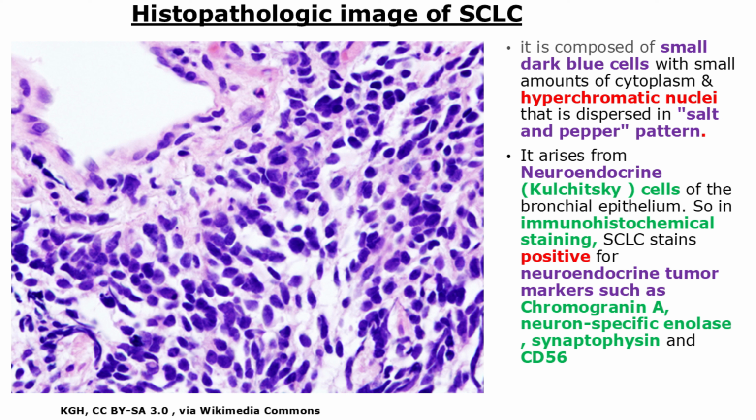Small cell carcinoma arises from neuroendocrine cells, Kulchitsky cells, of the bronchial epithelium. Under an electron microscope, these cells show dense core neurosecretory granules. These secretory granules are also found in other neuroendocrine tumors. So due to these granules, tumor cells of SCLC stain positive for neuroendocrine tumor markers such as chromogranin A, neuron-specific enolase, synaptophysin, and CD56, neural cell adhesion molecule.